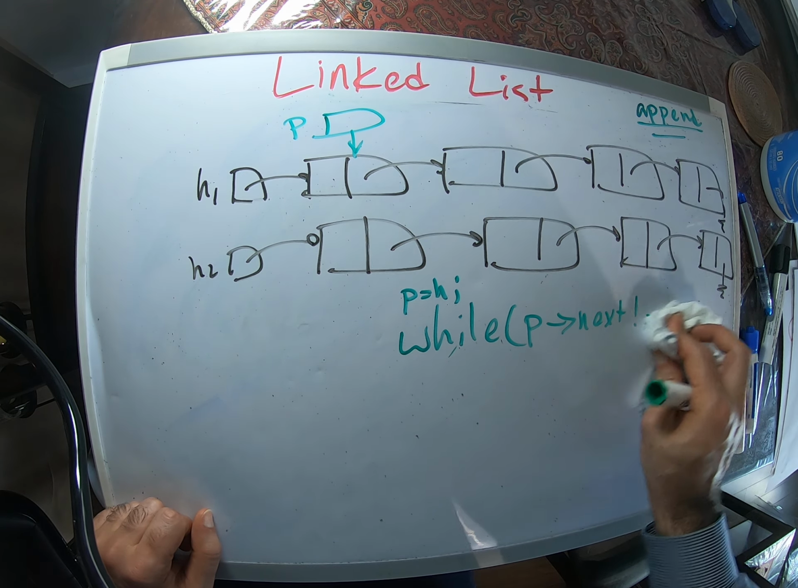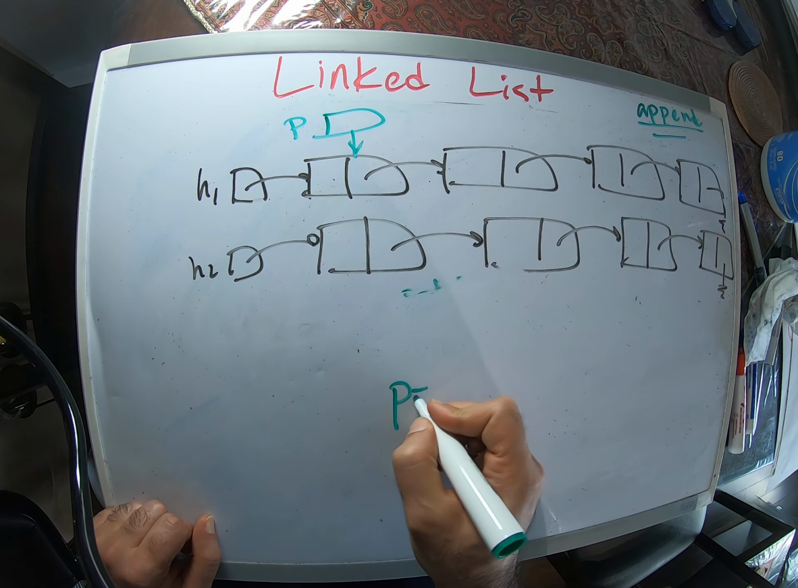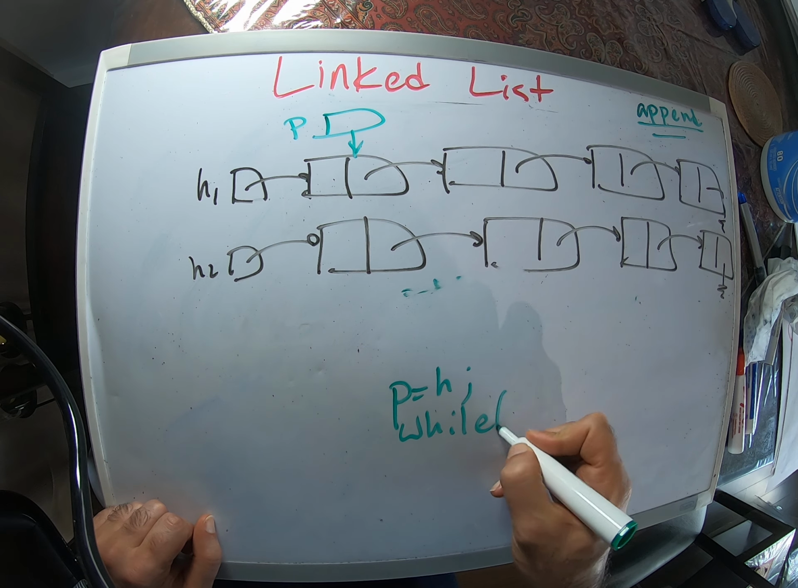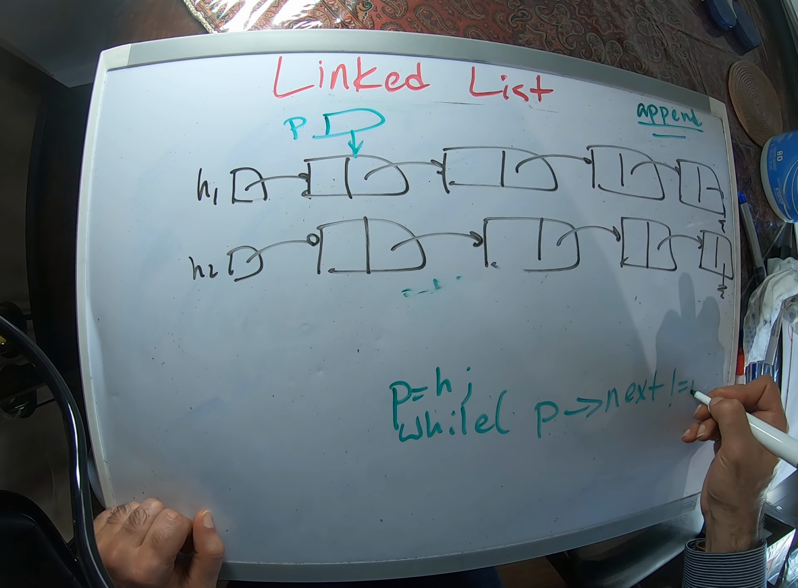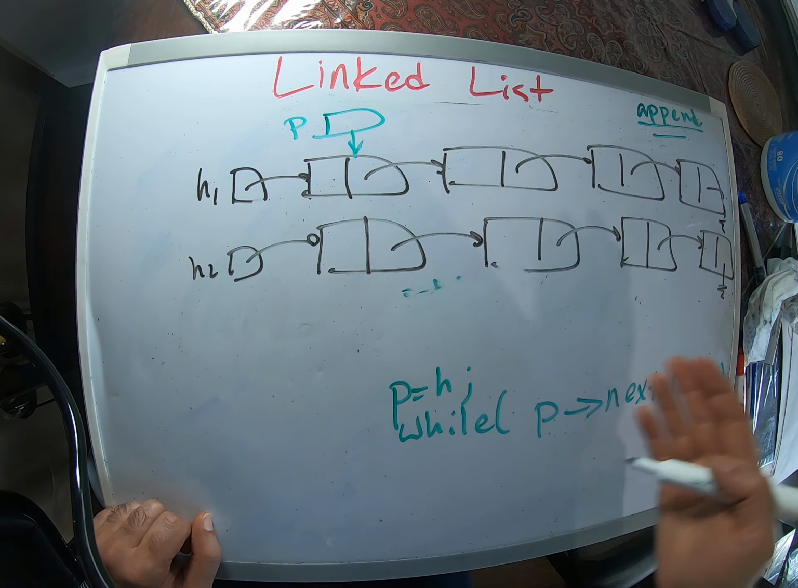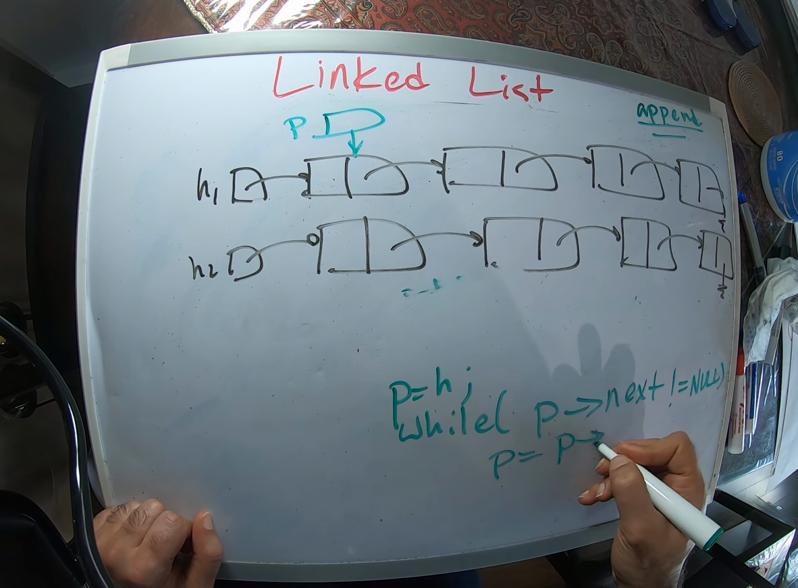I'm gonna intentionally make a mistake and then ask you guys to correct it for me. P equal to H while P arrow next is not equal to null. What should I do to traverse through the linked list? P is equal to P arrow next.